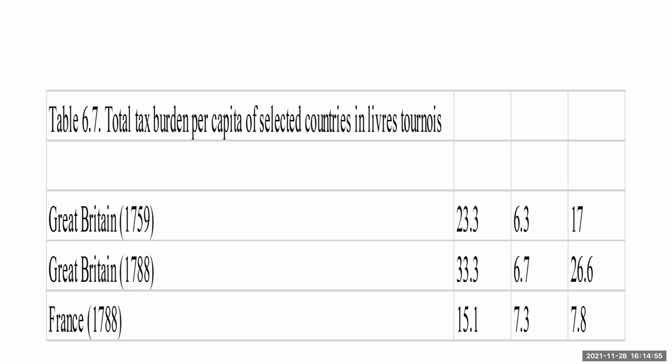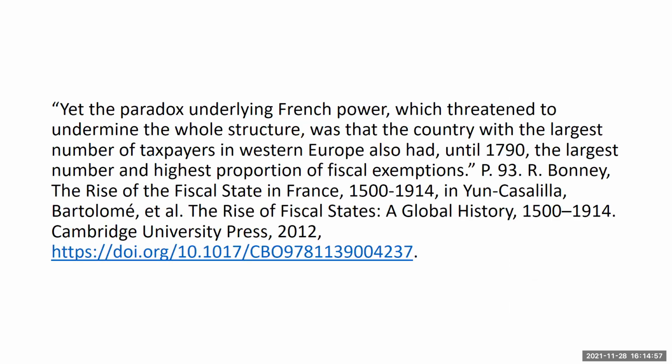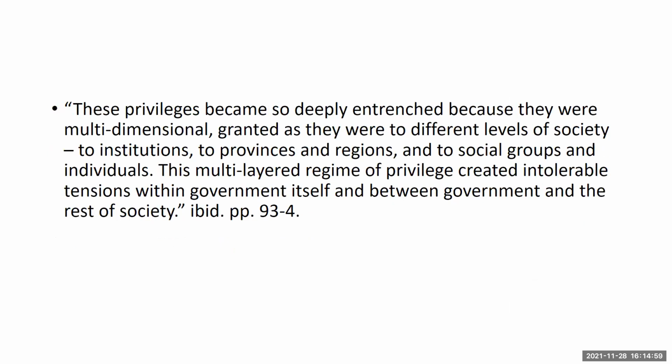This turned out to be a problem because these privileges became so deeply entrenched because they were multi-dimensional, granted as they were to different levels of society, to institutions, to provinces and regions, and to social groups and individuals. This multi-layered regime of privilege created intolerable tensions within government itself and between government and the rest of society.